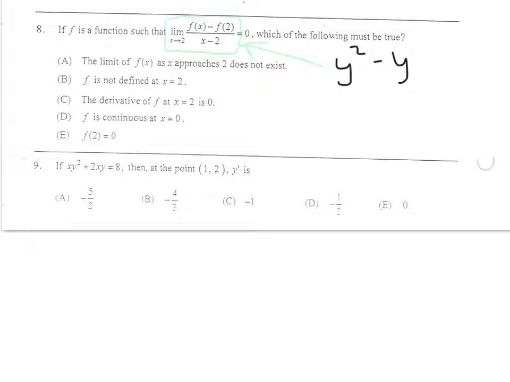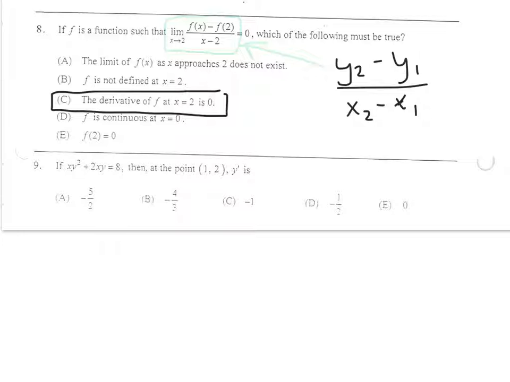Sorry about that. Let me erase that. It's y2 minus y1 over x2 minus x1. That's just a slope function. So you're talking about slope as you get closer to a particular x value equal to 0. That's the definition of the first derivative. Okay, and so your answer there is C.